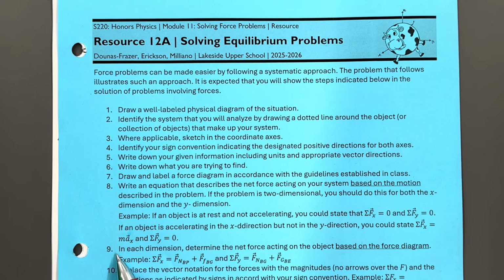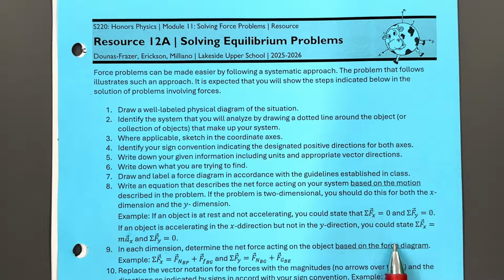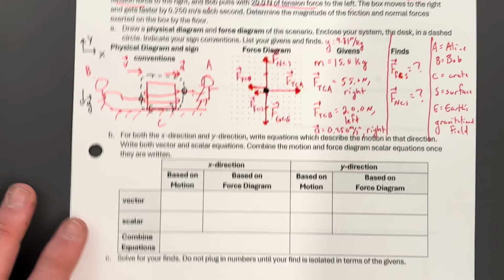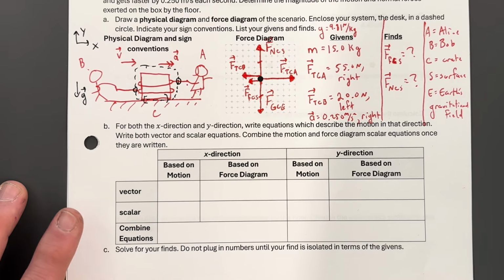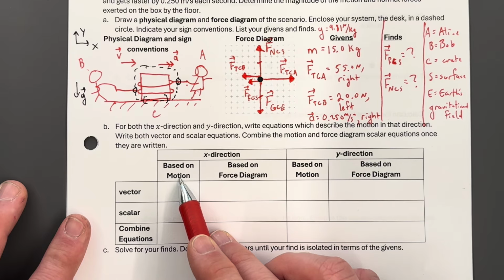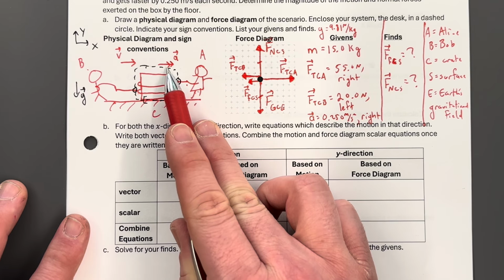Number 9, because we're going to do these together, says, in each dimension, determine the net force based on the force diagram. There's some examples there, but I'm going to go ahead and just do it. So I'm going to scroll up, shift the page up a little bit. Based on the motion, I am accelerating in the x direction.